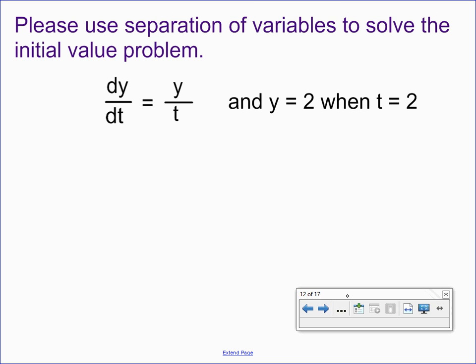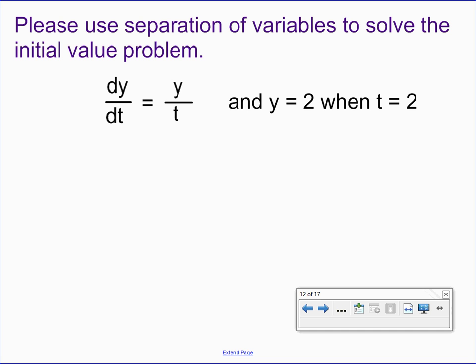Let's try another. Please use separation of variables to solve the initial value problem dy/dt equals y over t. And we know that y equals 2 when t equals 2. All right. So can I separate the variables through multiplication and division? If I can't, then we're not able to solve it.